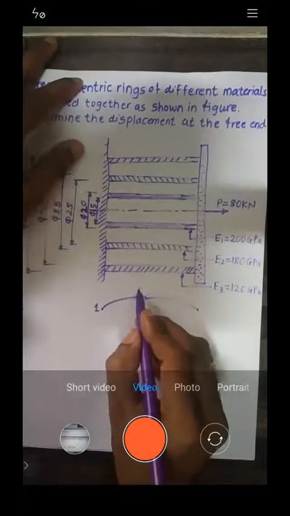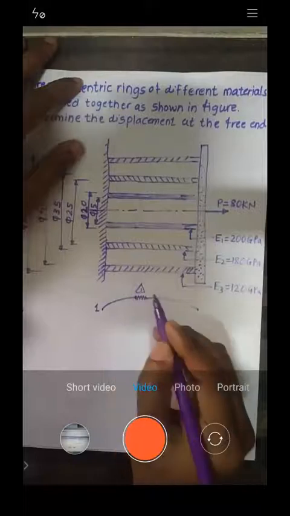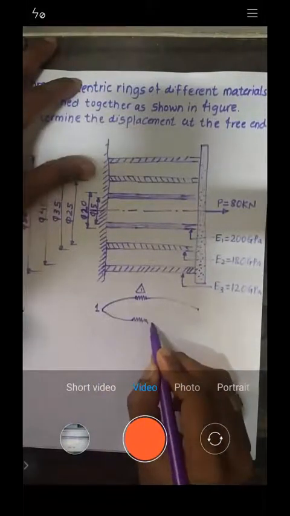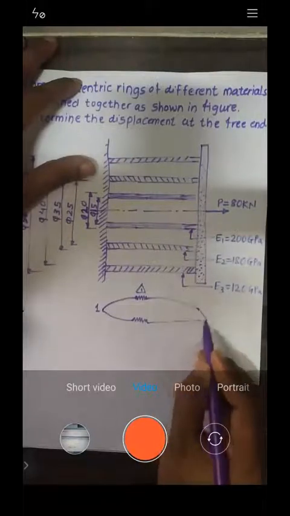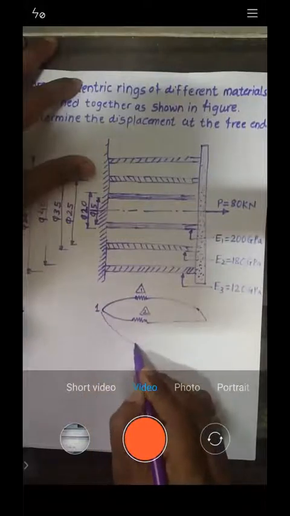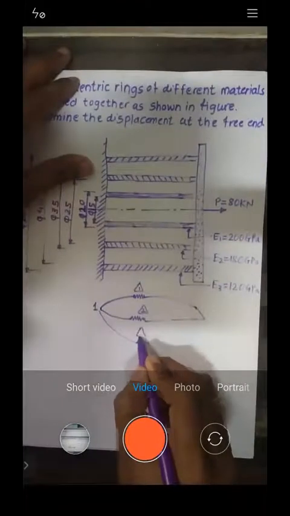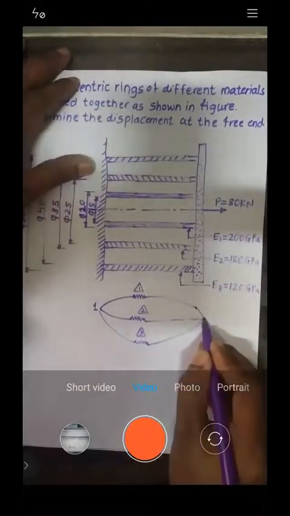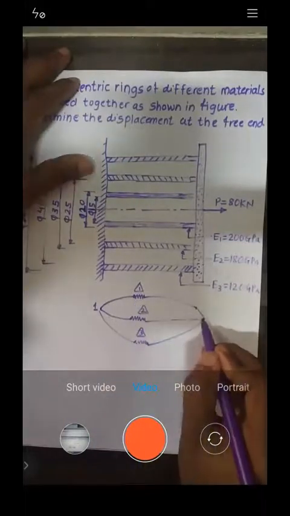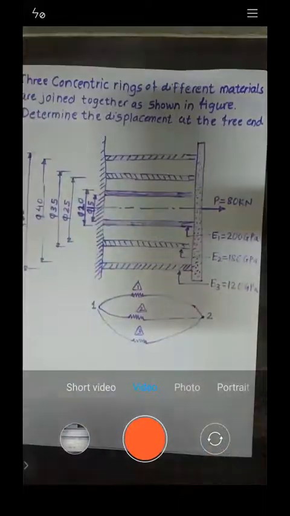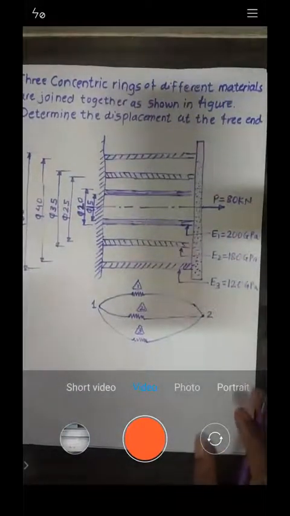So I will call this the first ring, right? Then I will have this as the second ring. And again I will have one more, and this is the third ring. Okay, getting or not? All these 3 rings are between the same nodes, that is node 1 and 2. Are you able to get what diagram I have drawn?